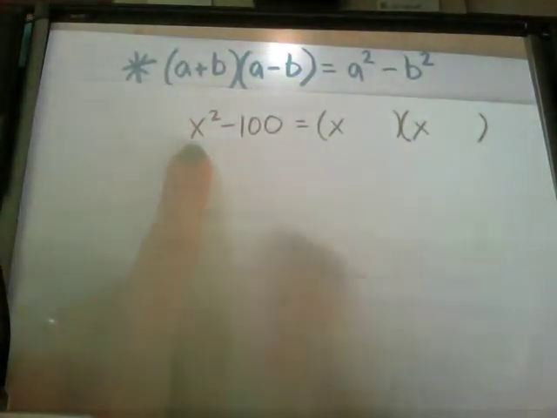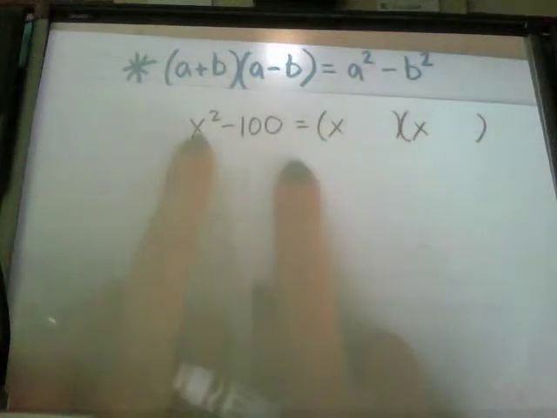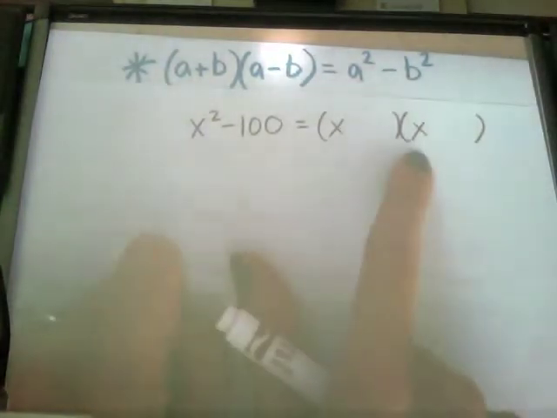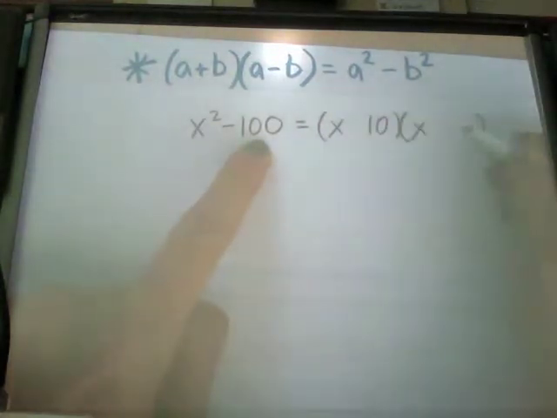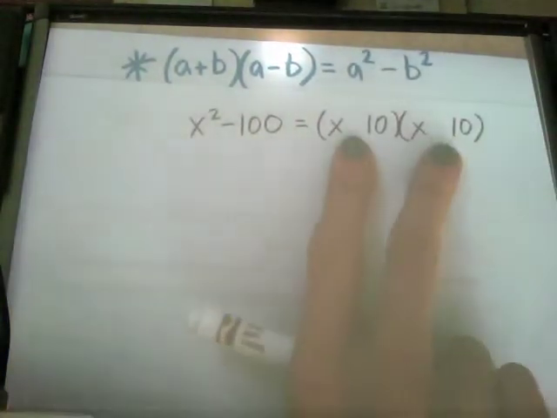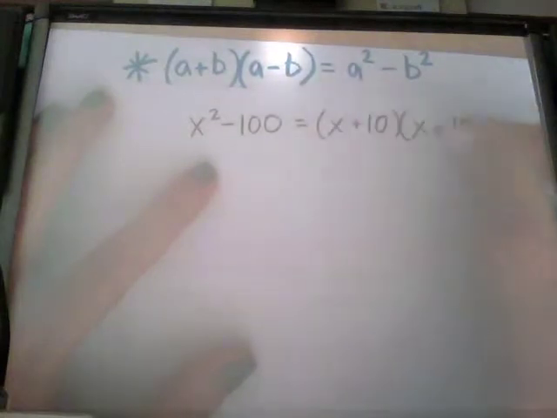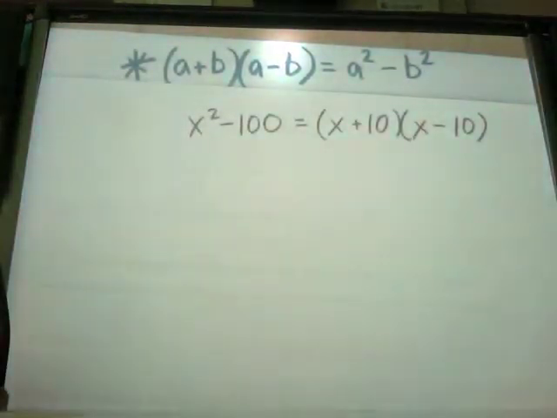So x and 10. No, x just, oh, okay, you're getting ahead, you're getting to the next part. What times itself made x squared? X times x, right? What times itself made 100? Daniel just told us, 10. Now, what signs go in here? Well, one gets a plus and one gets a minus. Done, we factored it.